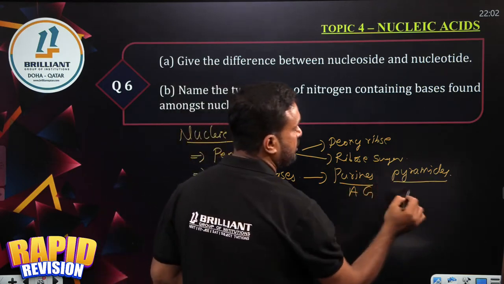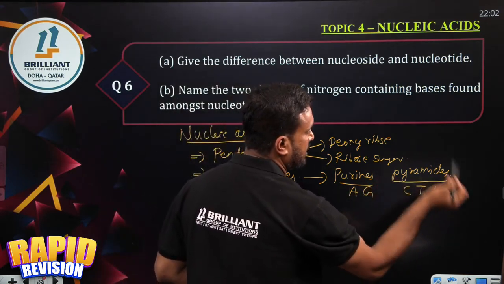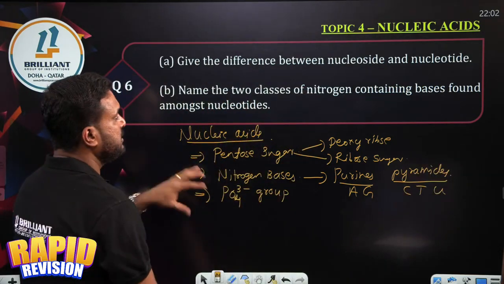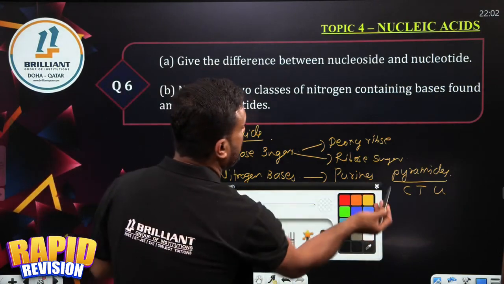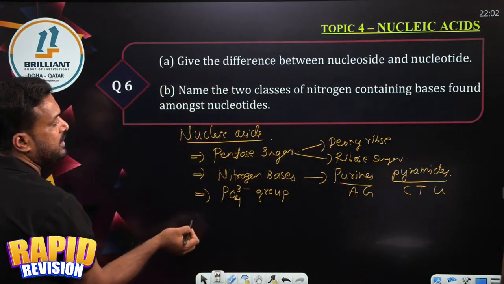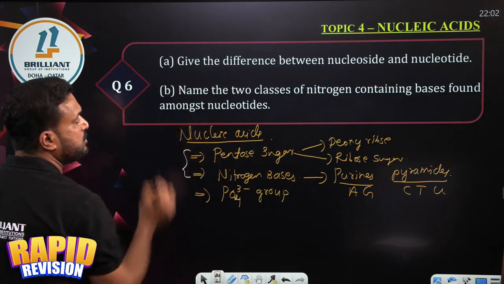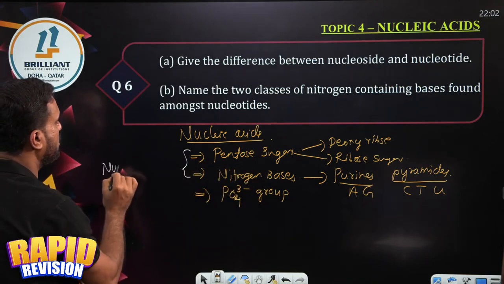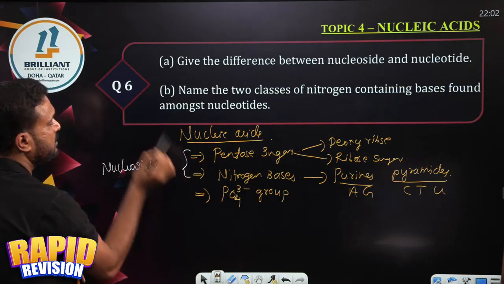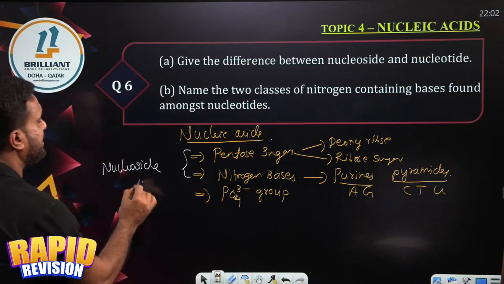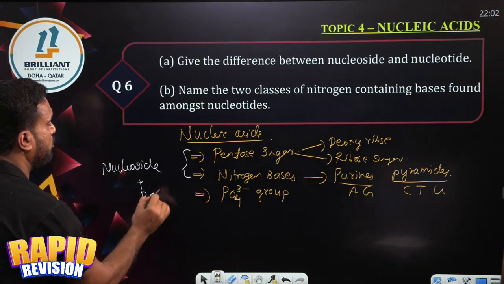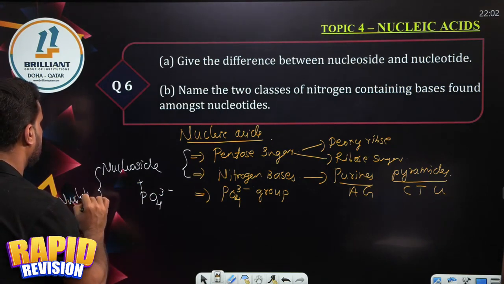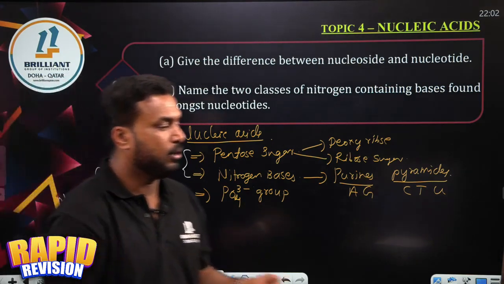Then pyrimidines, you know that one: cytosine, thymine and uracil. And the phosphate group. Then what they are asking is, what is a nucleoside? A pentose sugar when it combines with a nitrogen base is called a nucleoside. And when a nucleoside combines with the phosphate group PO4 3-, that is called a nucleotide. Hope you got the idea.